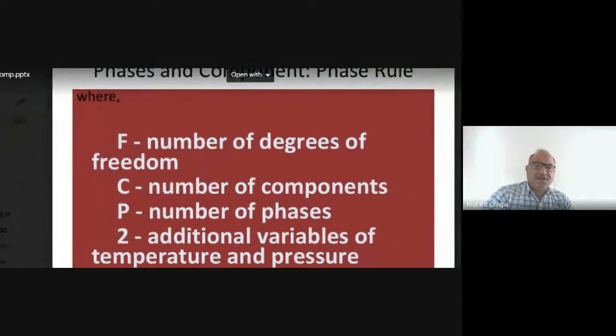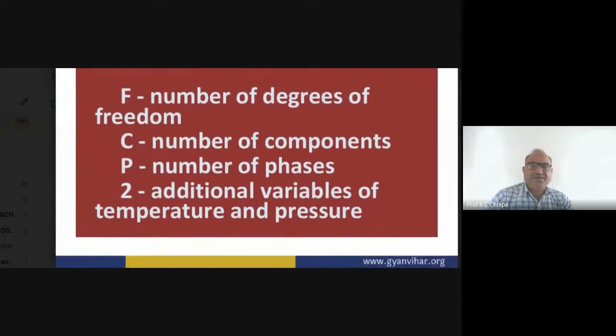We can give symbols. F is the number of degrees of freedom, C stands for the number of components, and P stands for the number of phases. Then we have the plus 2, the additional variables of temperature and pressure. So these two come from the variables of temperature and pressure.